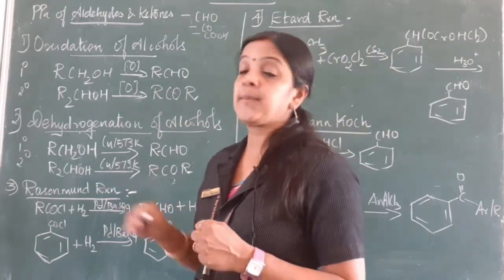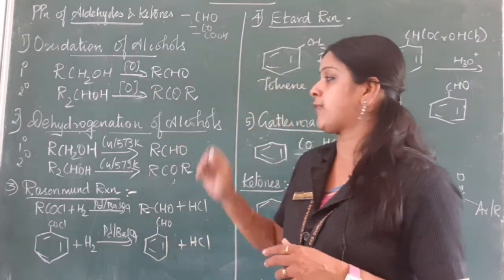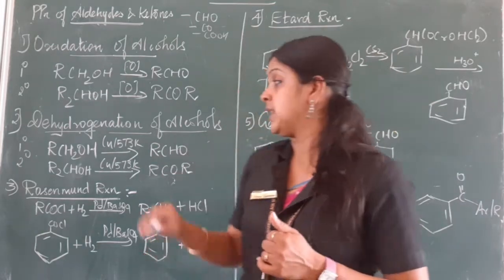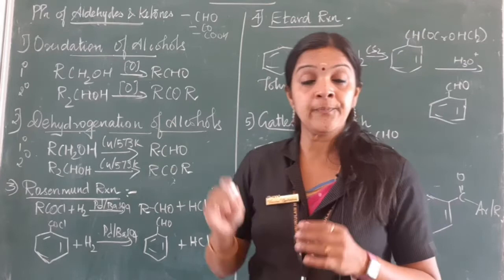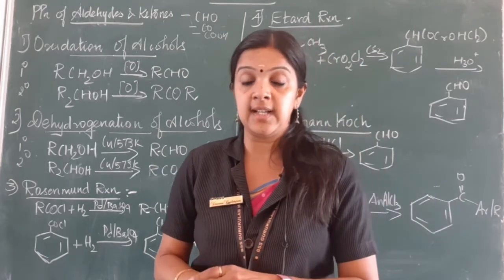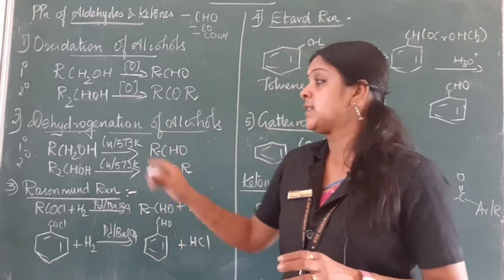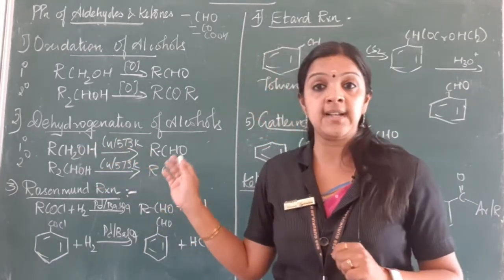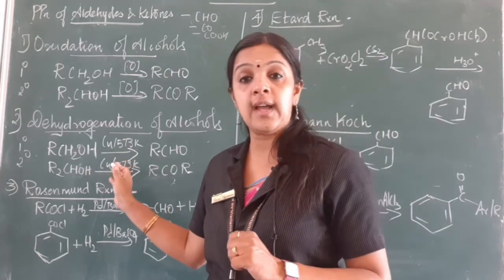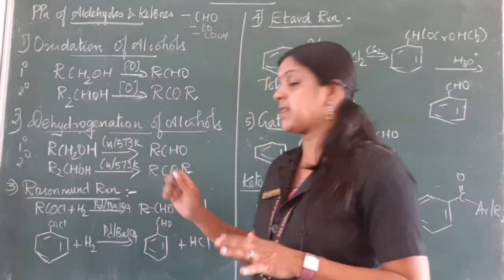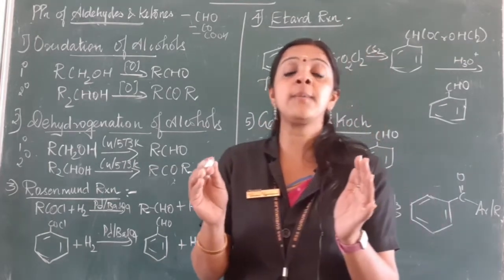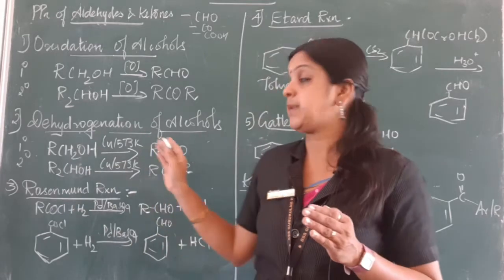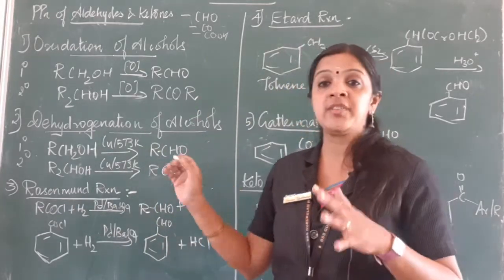So the second method is dehydrogenation of alcohol. Dehydrogenation, so hydrogen is going to be removed. Here it takes place in the presence of copper at 573 Kelvin. You can even use silver. So primary alcohol, when it is treated with copper at 573 Kelvin, gives an aldehyde. Secondary alcohol at 573 Kelvin with copper gives a ketone. So always remember, primary alcohol will be for aldehyde and secondary alcohol will be for ketones. So these are the general reactions.